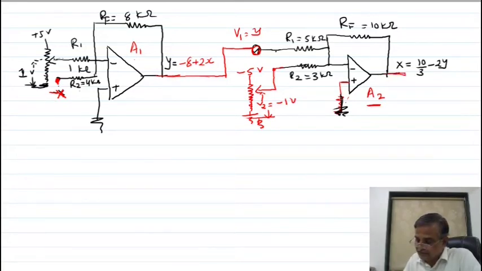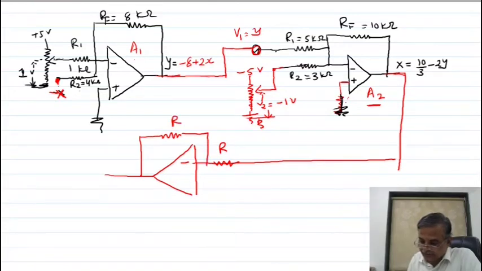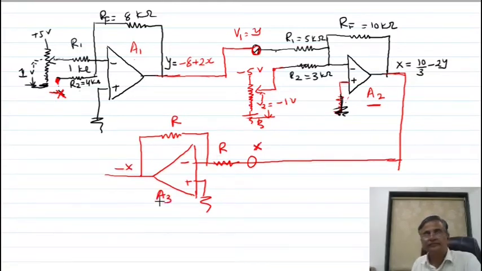From this, we'll take one connection out and we'll give it to the inverter. We'll give it to the inverter circuit, say R. This is the inverter circuit, plus is grounded. The input here you kept is X. You know this is an inverter, so this is your minus X. This is the A3 op-amp.